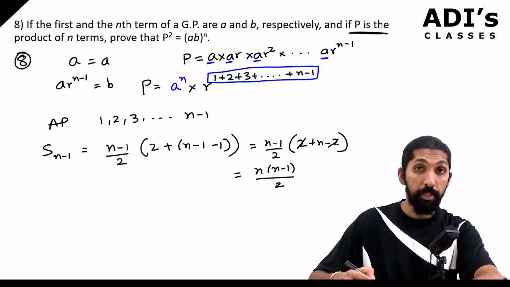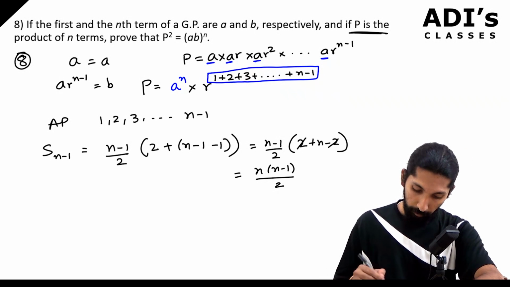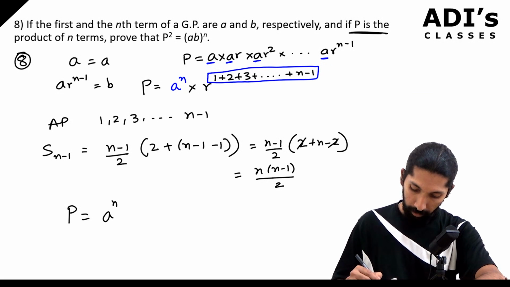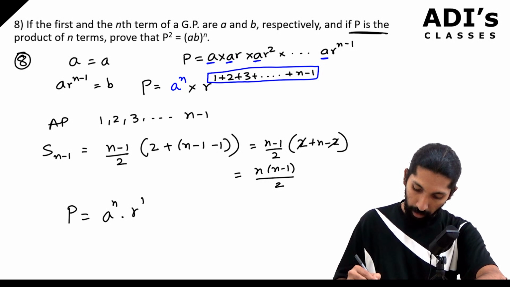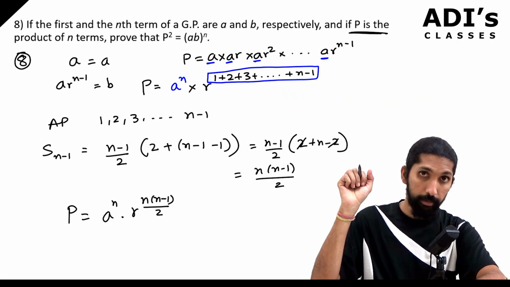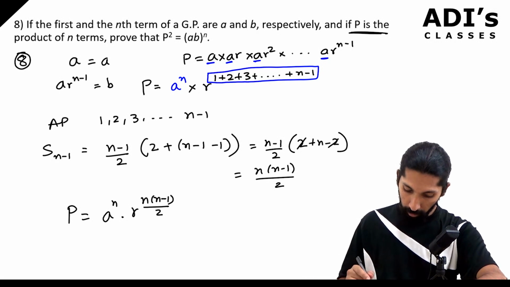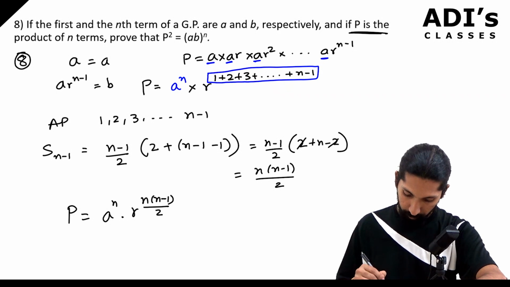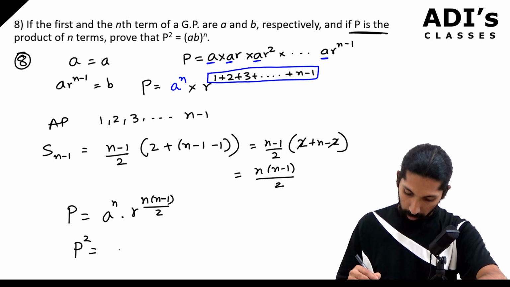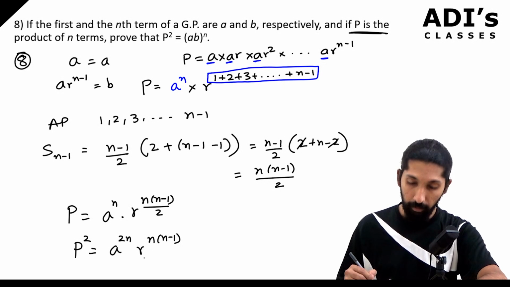Now we are going to substitute this in the r power. That means you have the product p is equal to a to the power n into r to the power of n into n minus 1 divided by 2. Got it? Square on both the sides. See, when you square, you are going to get p square is equal to a to the power of 2n into r to the power of n into n minus 1.